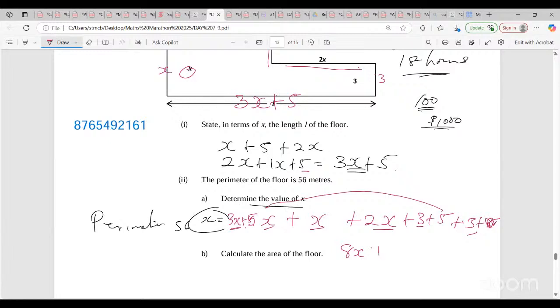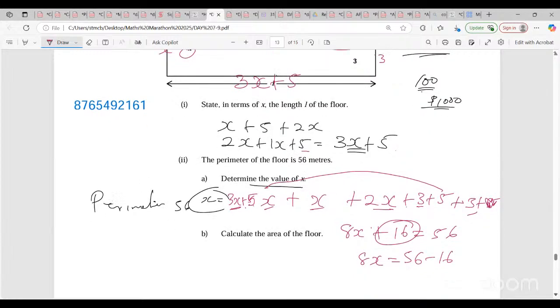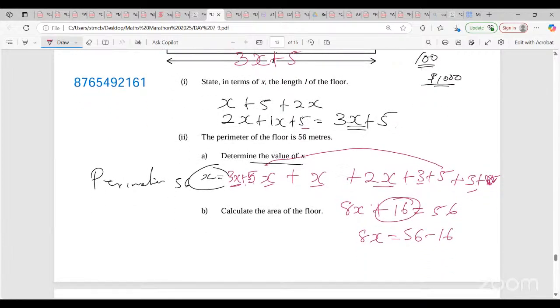So that works out to 16, and that must equal 56. So we're going to subtract 16 from both sides. Sorry guys, as I get my lunch, I get excited and distracted. Sorry about that. So when we subtract, this is going to work out to 40. And then we divide by 8. So x is equal to 5.